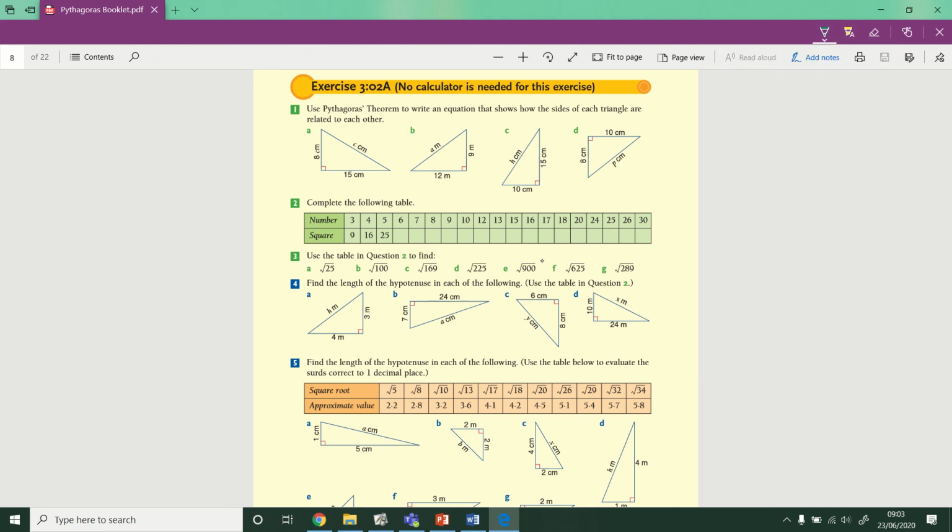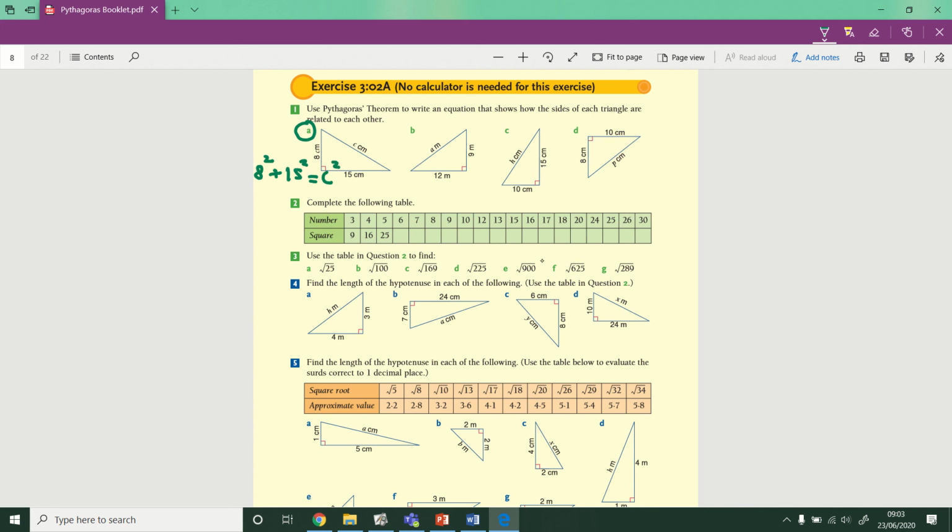So for this one here, use the theorem to write an equation that shows how the sides are related to each other. So all that means is you take the small sides, you square and add them, and that will be the big one squared. So 8 squared, the square on that side, plus the square on this side, equals the square on the hypotenuse, which is c squared. So that's all you've got to do for these first ones.